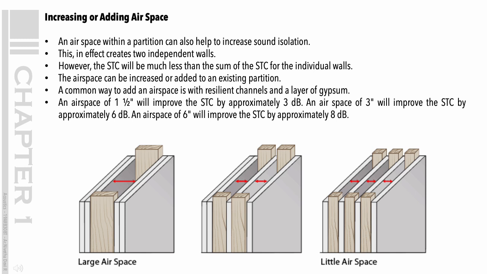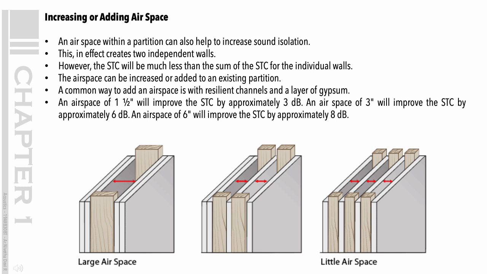Increasing or adding airspace. An airspace within a partition can also help to increase sound isolation. This, in effect, creates two independent walls. However, the STC will be much less than the sum of the STC for the individual walls. The airspace can be increased or added to an existing partition. A common way to add an airspace is with resilient channels and a layer of gypsum.